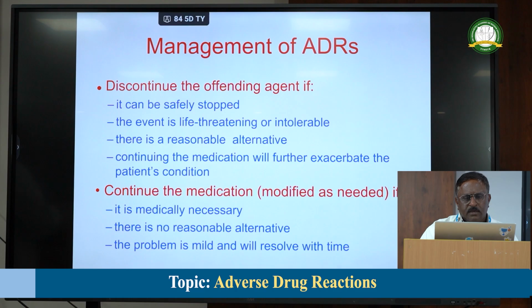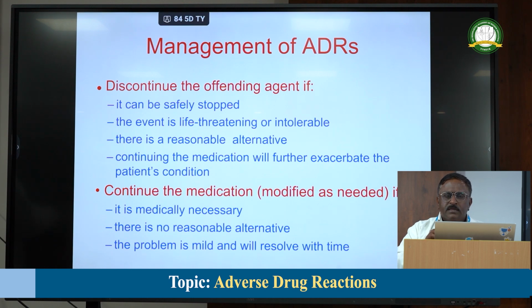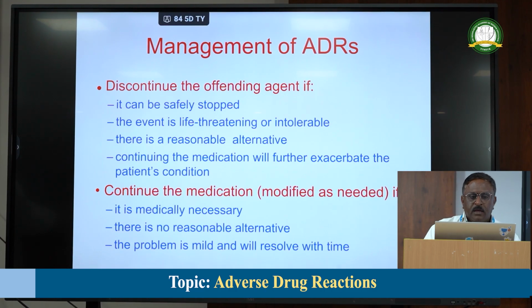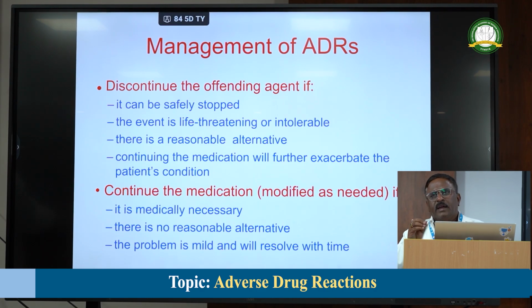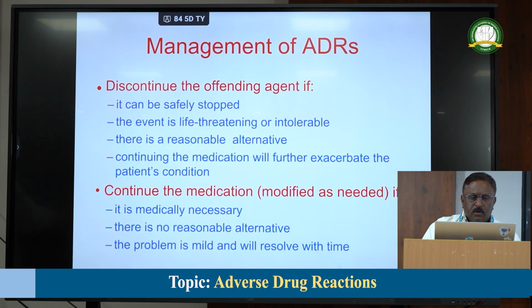If the event is life threatening or intolerable, you have to immediately stop the drug. If there is a reasonable alternative, you stop the drug and use a safe drug of a different group. Continuing the medication will further exacerbate the patient's condition, so you should be very careful and take action immediately. If you want to continue the medication, if it is absolutely needed, you need to go with safer drugs.